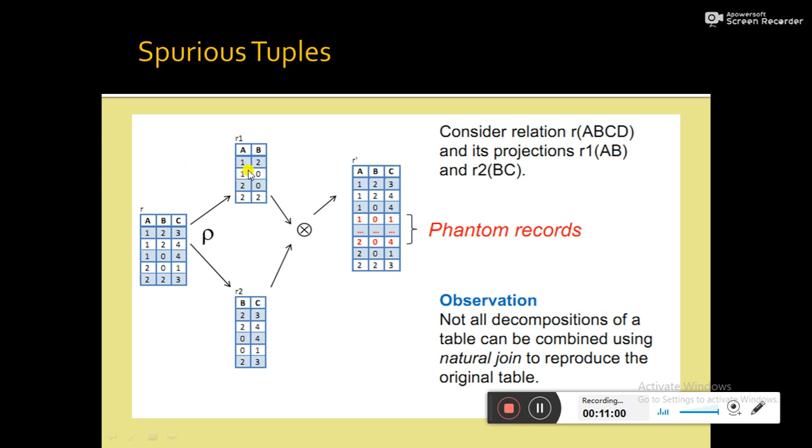But if you look first at relation R2, B is not a primary key here, because the domain of B is not unique. Domain means this set of values. The value 2 is repeating: here the value is 2, here value is 2, here again value is 2. Similarly, 0 is repeating. So the domain is not unique, so B is not a primary key.